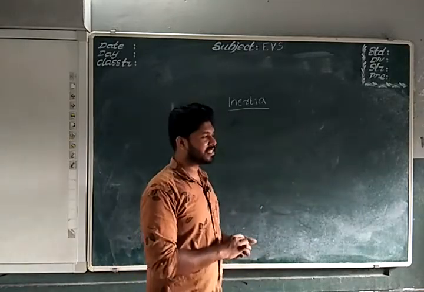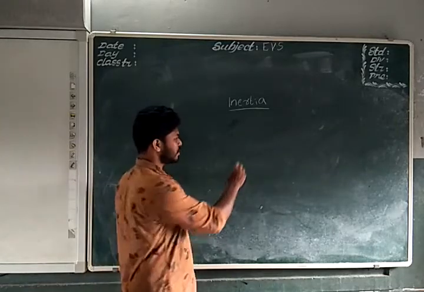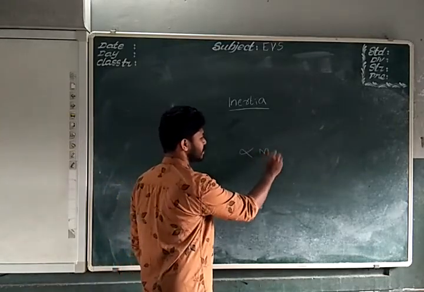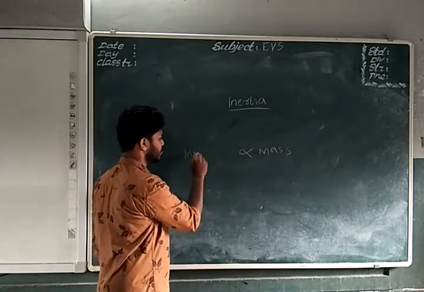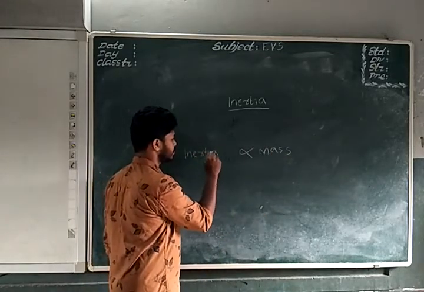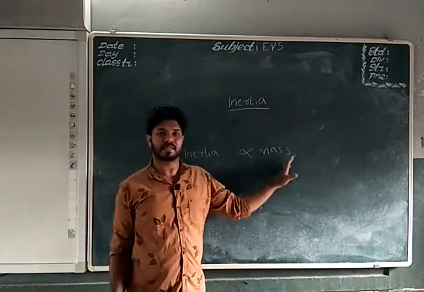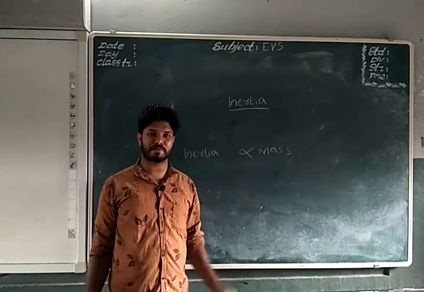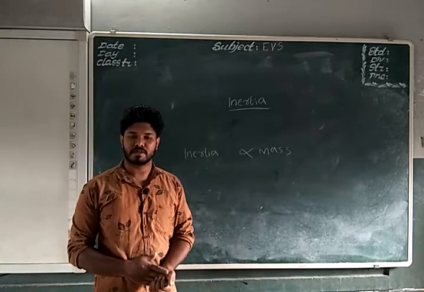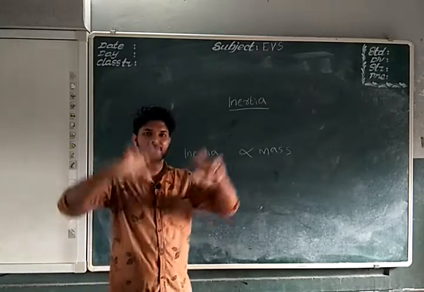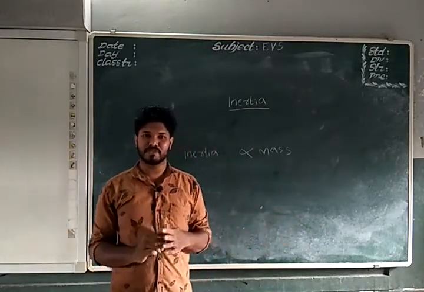Actually, this inability of the body, or inertia, is proportional to the mass of the body. Proportional means what? Proportional means depending on the mass of the body. That means if there is an object, let us consider a big rock. What about the mass of that big rock? It will be very large.